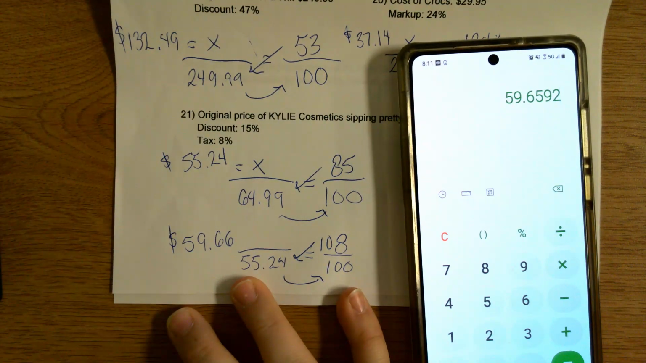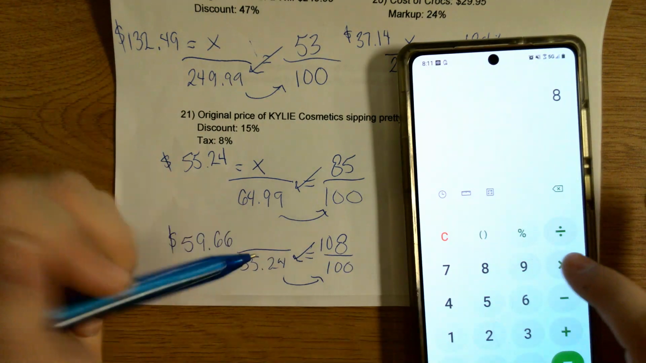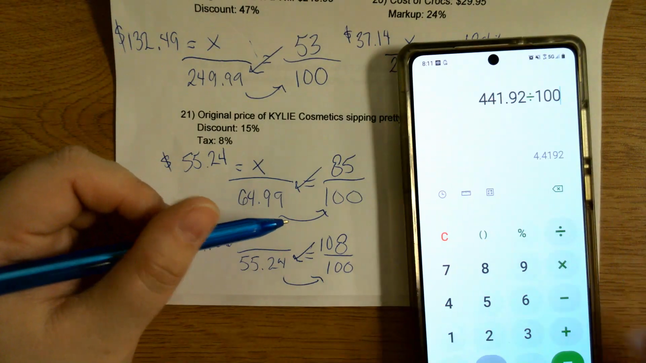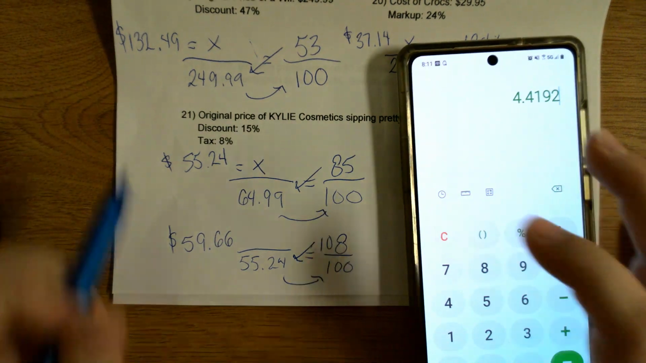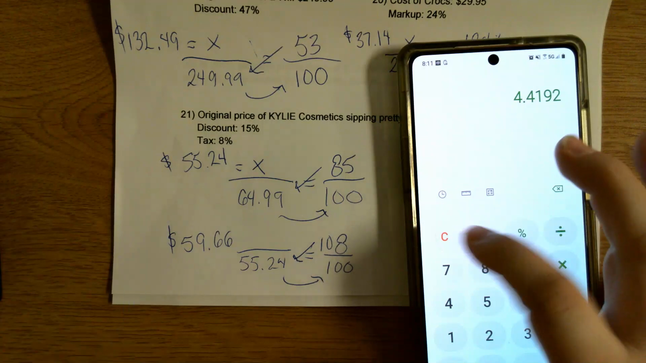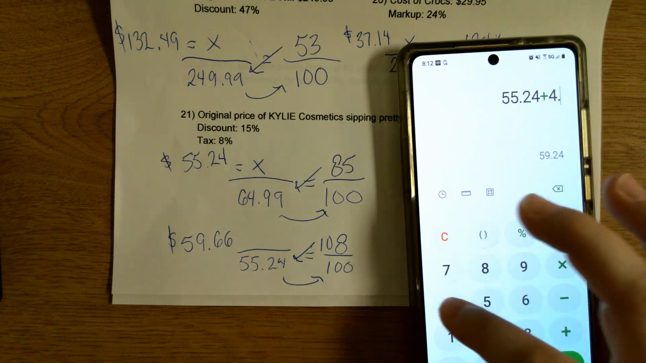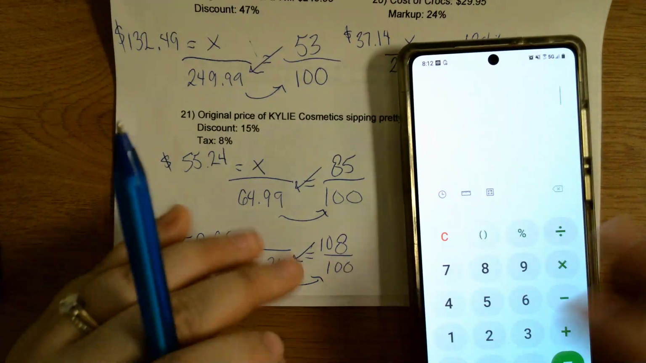All right. This would have worked as well if I just did the 8. 8 times 55.24 divide by 100 gives me 4.42, which means that 55.24 plus 4.42 still gives me 59.66. It works both ways. Whatever works for you, do it. I just like this because I skip an extra step. All right, let's flip it over.